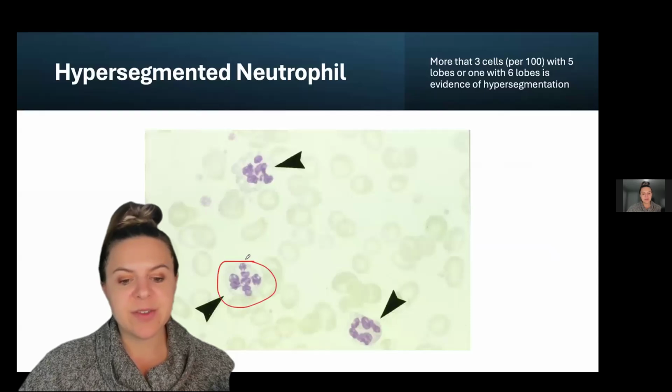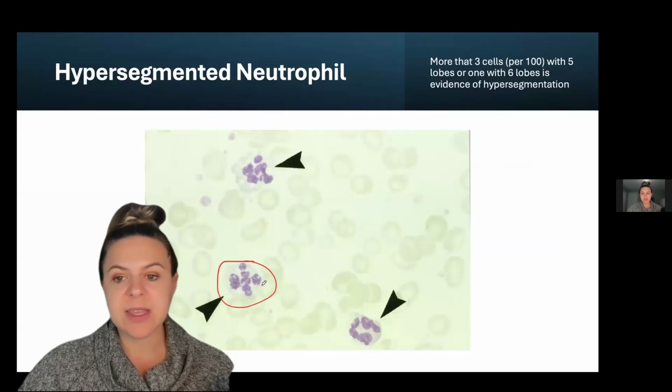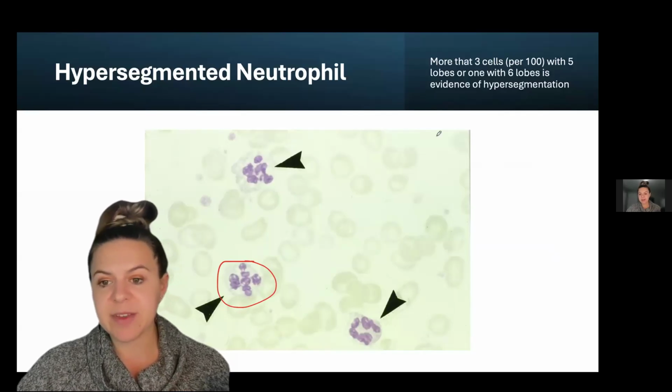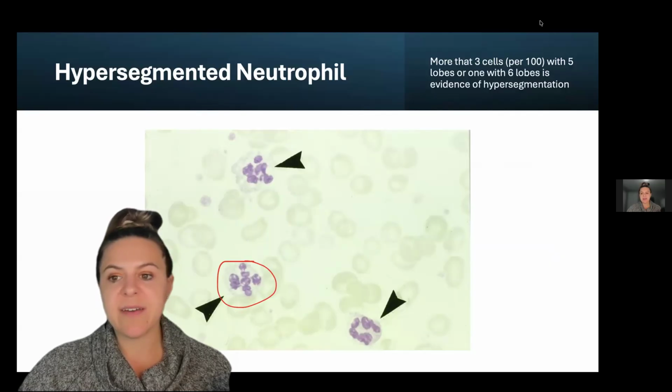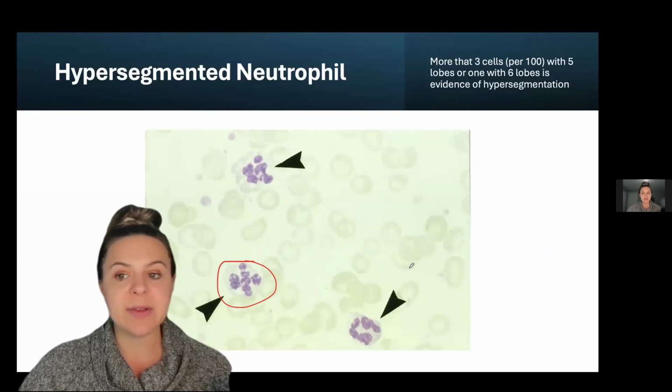Hypersegmented neutrophils look like this. We see many more lobes. If you see more than three of these cells per 100 in a high power field, or if you have evidence of any of these cells that have six lobes or more, that would be evidence of hypersegmentation.